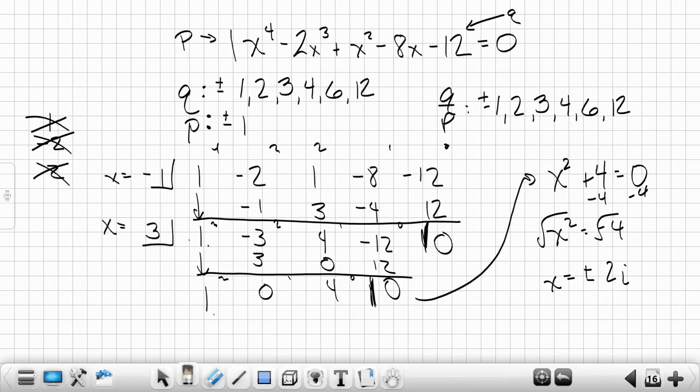x equals -1, x equals +3, x equals +2i, and x equals -2i. That's all 4 solutions to this polynomial. Bethany. Why do you put the i? Because I took the square root of a negative.